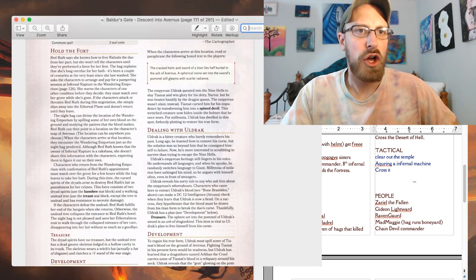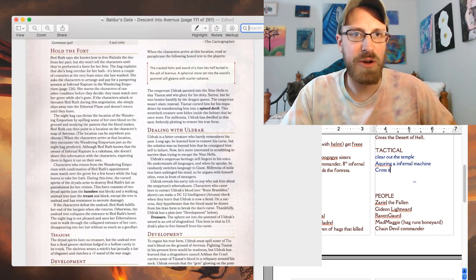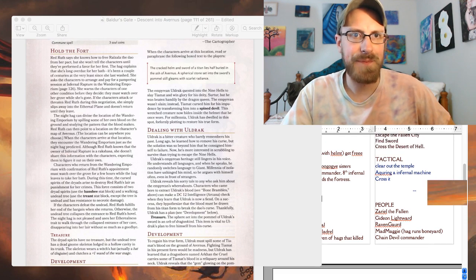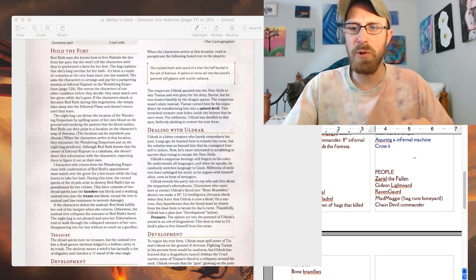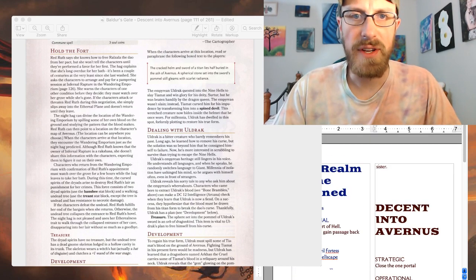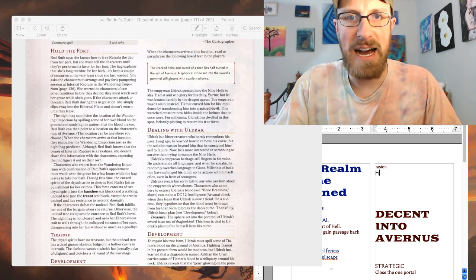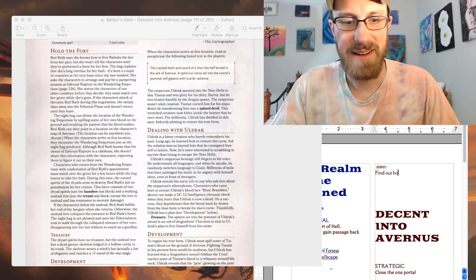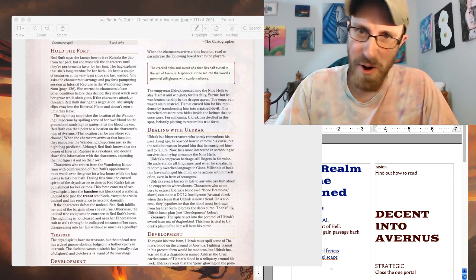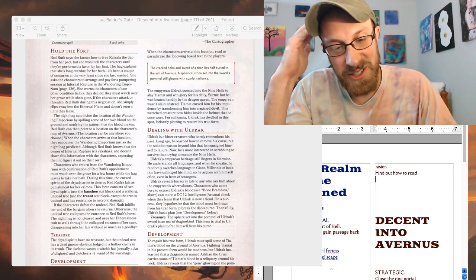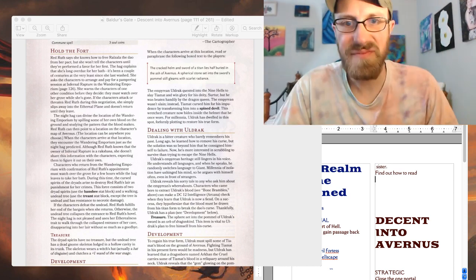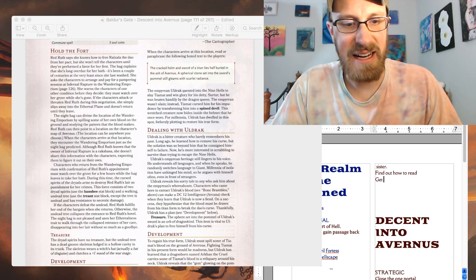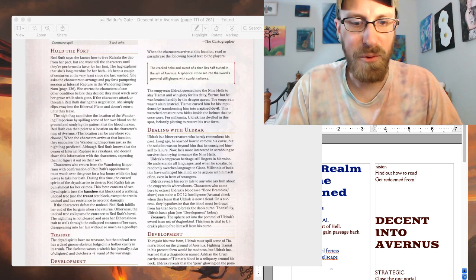So, let's use a goal from one of my players that could be inside these bone brambles. See what else do they want to do? I know one of them wants to find out how to read. That's not going to be in the bone brambles. Another one of my characters wants to get redeemed from their past.